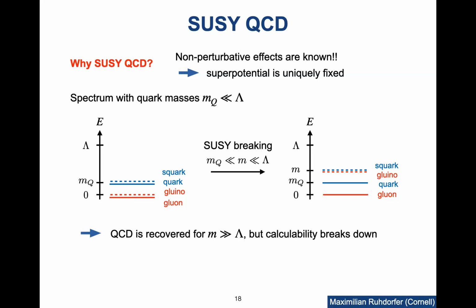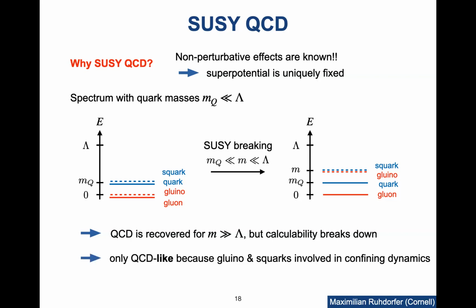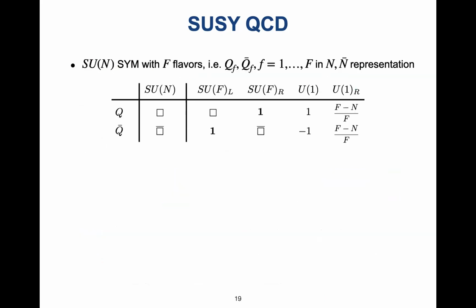So in principle, as I mentioned already earlier, one would recover ordinary QCD if one could take the limit of SUSY breaking much larger than the strong coupling scale, because then you could really integrate out all the squarks and gluinos. But in this case, calculability breaks down, and it's not even clear if there's a continuous limit to this threshold. And for that reason, it's only QCD-like, because also gluinos and squarks are, of course, involved in the dynamics. But what is really nice in this setup is that you can construct a chiral Lagrangian from the top down. You don't have to rely on spurion analysis, you really construct it from the top down.